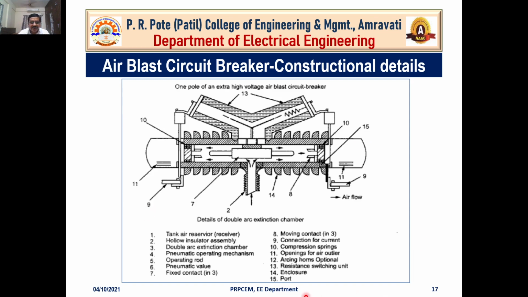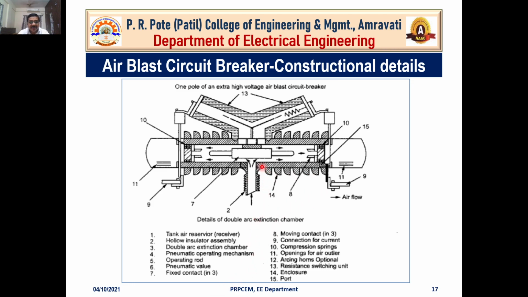Now let's see what is the internal structure. If you go into much more detail about the internal structure of this air blast circuit breaker, then what it basically includes: first one, this is the tank where you have the air reservoirs or air receivers, as we call them. Second is the hollow insulator and assemblies. Third one is the double arc extension chambers. Fourth one is the pneumatic operating mechanism. Fifth one is your operating rods. Sixth one is the pneumatic valves we have.